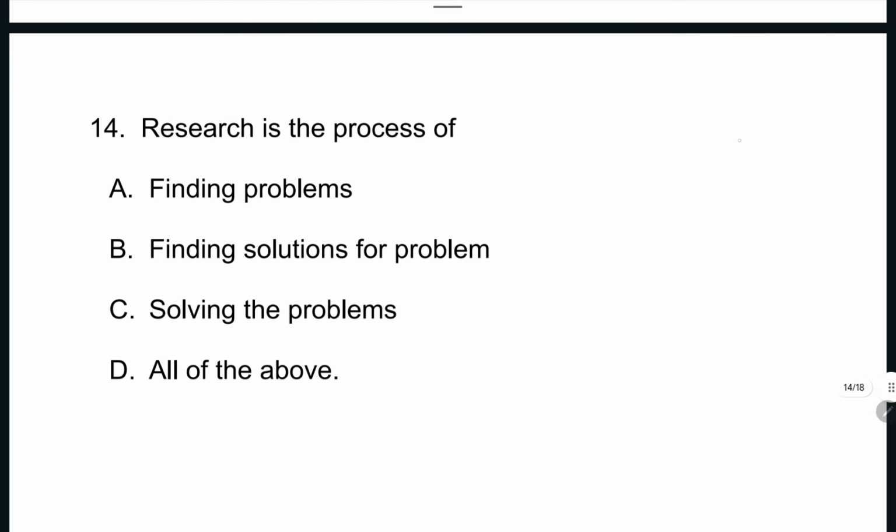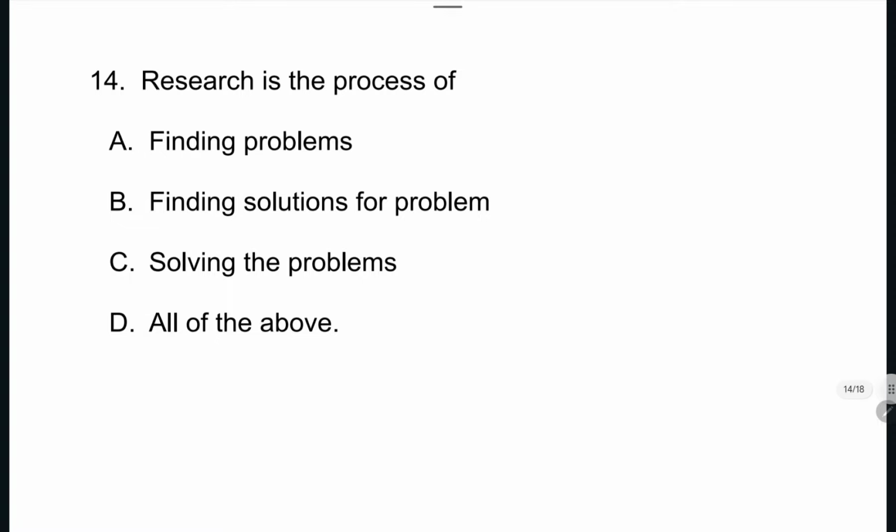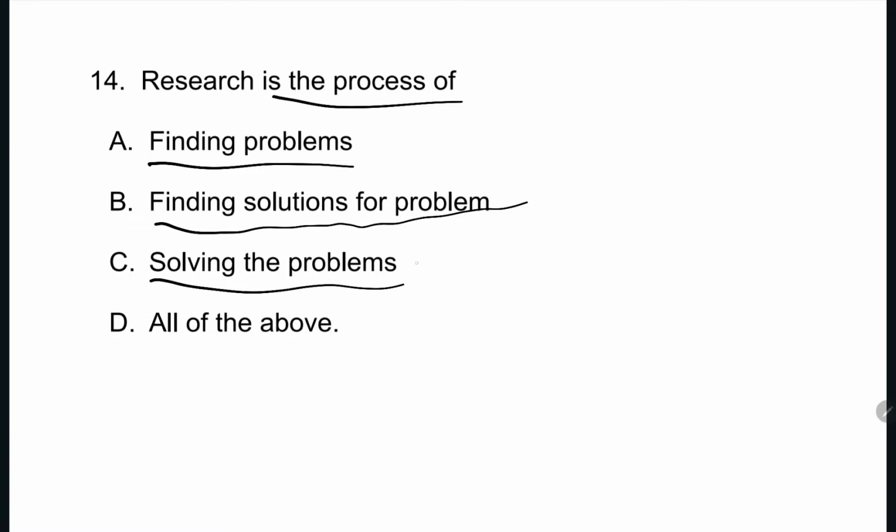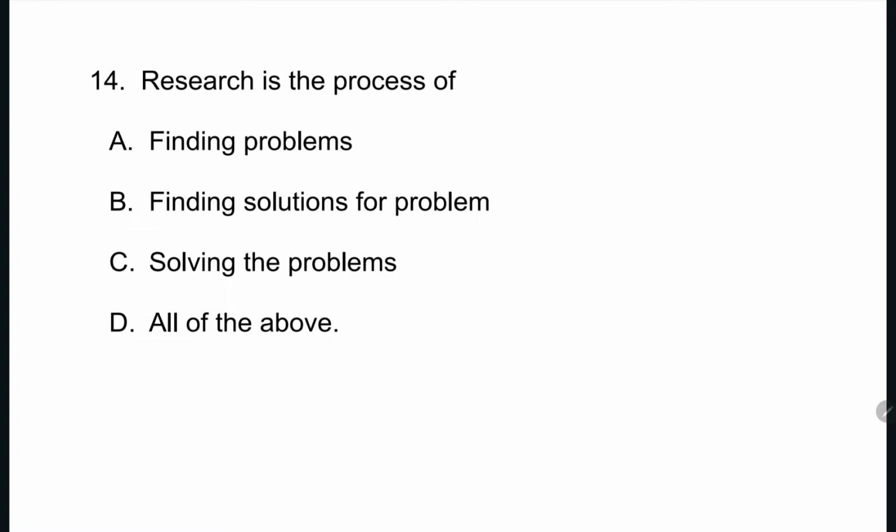The next one is, research is the process of. Option A, finding problems. Option B, finding solutions for the problem. Option C, solving the problems. Option D, all of the above. So the right one is all of the above.